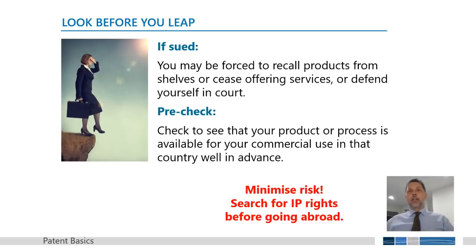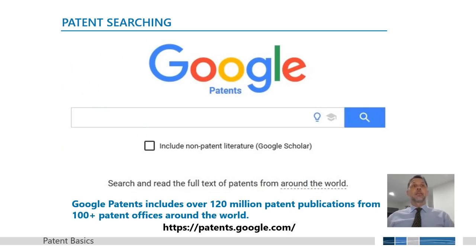So you really do not want to go in blind. You want to look before you leap. So what checks do? You check to see that your product or process is available for your commercial use in that country well in advance of launch. So the take-home message is minimize risk, search for IP rights before going abroad. So how do we do that?